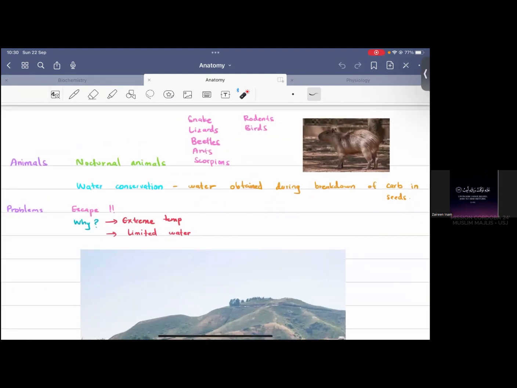These animals have the ability to conserve water, because that should be a prominent feature, right? Because some species solely depend on the water obtained during the breaking down of carbohydrates in the seeds. There will be carbohydrate in the seeds. When during the hydrolysis, obviously water is released.